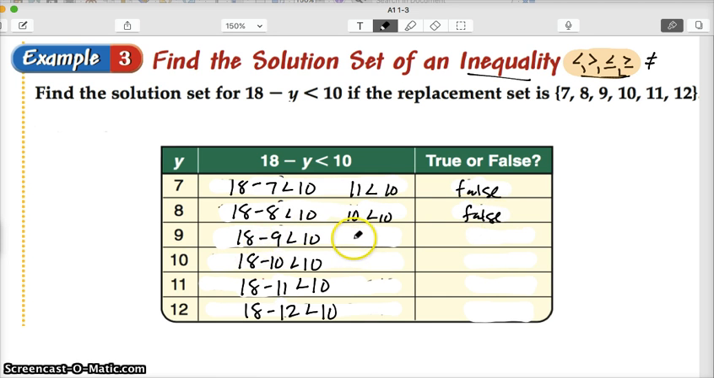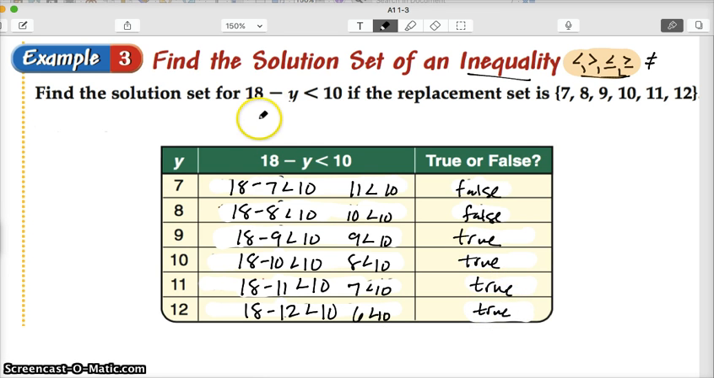How about this one, 18 minus 9? Yes, that's 9, which is less than 10. Indeed, that is true. And here, 18 minus 10, which is 8, that also is less than 10. So we have more than one true statement here. 18 minus 11, you know what it is. It's 7. That's less than 10. And also over here, 18 minus 12, which is 6, is less than 10. So we have a lot of true statements, a lot more than before.